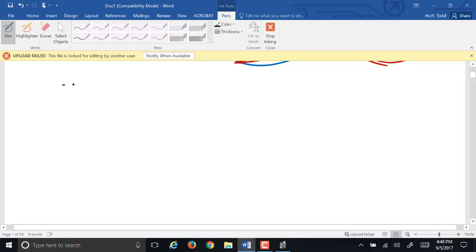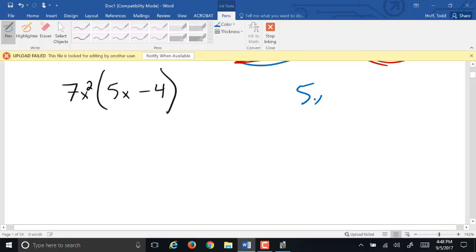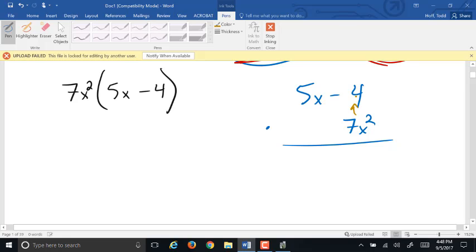We might have 7x squared times 5x minus 4. It's the same thing, 5x minus 4 times 7x squared. 7x squared times negative 4. What do we get? Perfect, negative 28x squared. 7x squared times 5x.